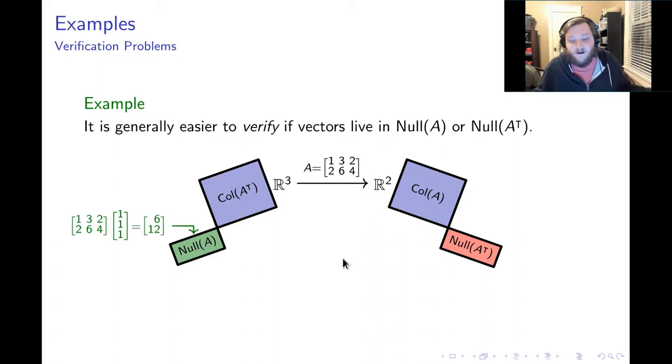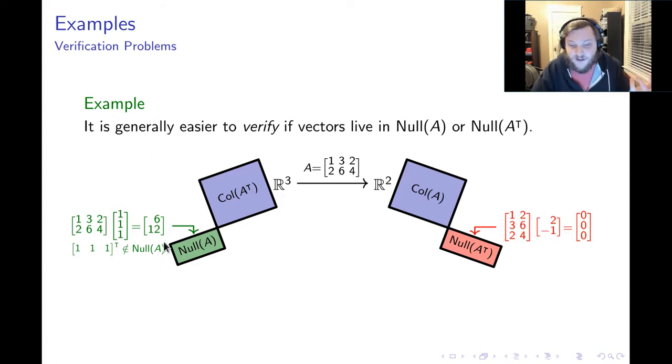So let's say I wanted to verify whether or not a vector lived in the null space of this matrix. All I need to do is take my matrix and multiply by the candidate vector and check whether or not I get 0. So in this equation over here, I'm taking my matrix A, and I'm trying to verify whether or not the vector 1, 1, 1 is in the null space of my matrix. Well, when I multiply my matrix by 1, 1, 1, I produce the vector 6, 12. 6, 12 is certainly not the 0 vector, so the conclusion is that 1, 1, 1 is not in the null space of my matrix. So it's as easy as that. If you want to check whether or not a vector is in the null space, multiply by A, check whether or not you get the 0 vector.